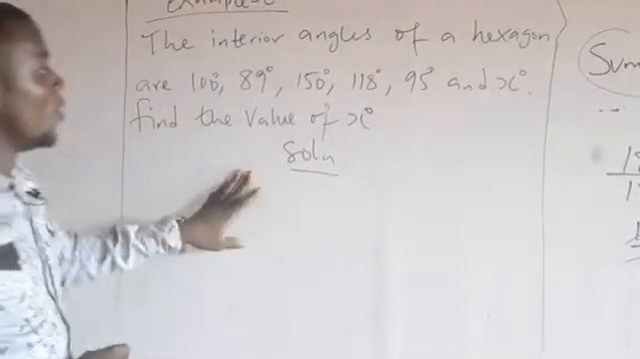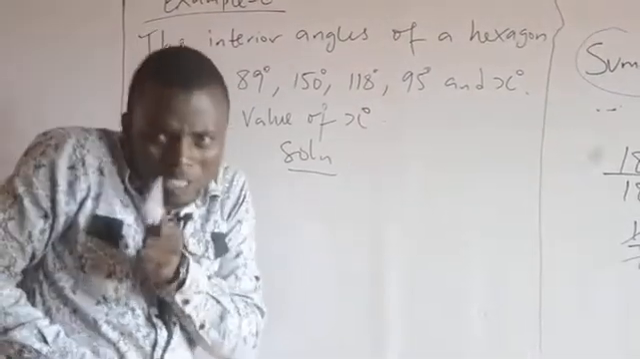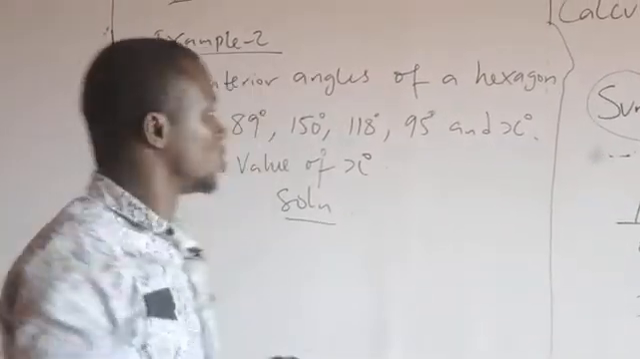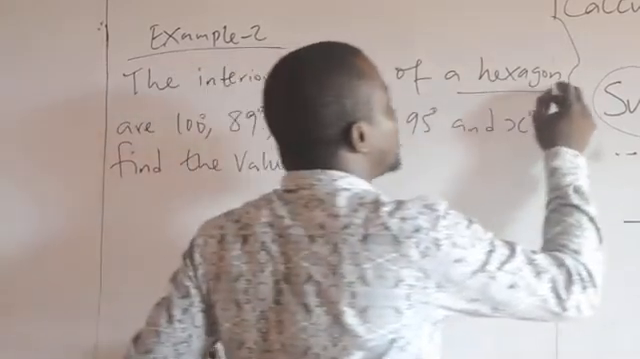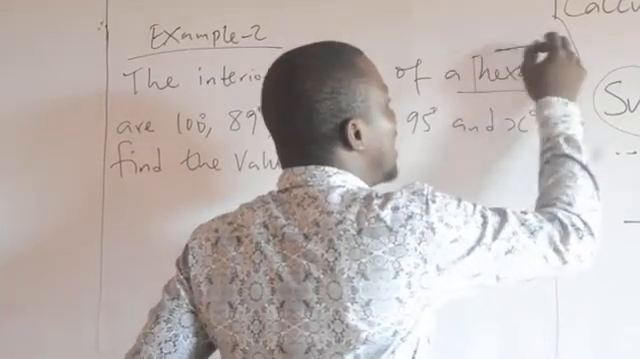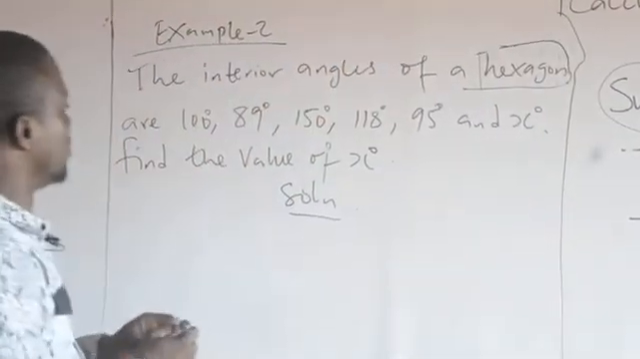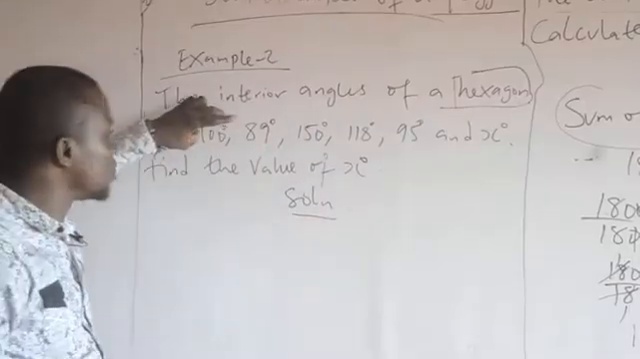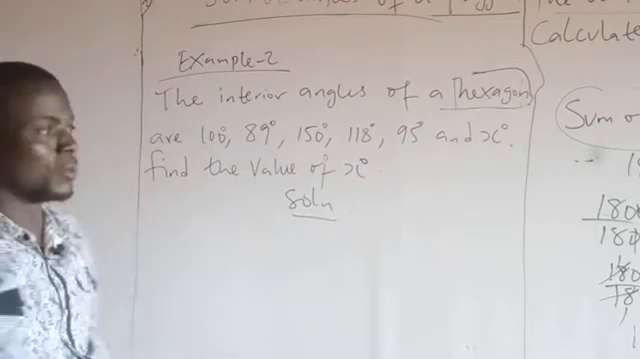Value of S. First of all, what shape was given to us? It is a hexagon. And a hexagon has how many sides? 6 sides. So first of all, you have to underline the word hexagon. Then you will draw the hexagon and fix all these values into the shape. So, let's draw the hexagon.